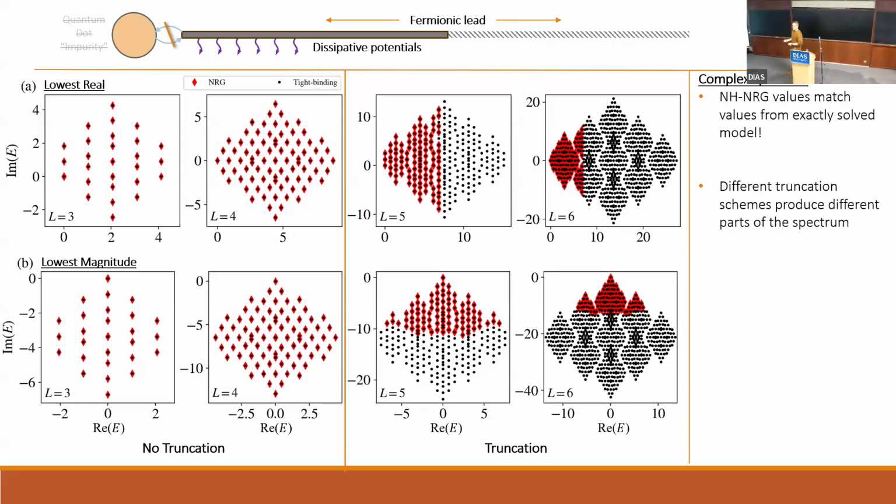So this is nice because now we've confirmed that our energy method is working, it matches up with the exact solution. And it also means that the truncation scheme, the method, is somewhat indifferent in its accuracy. It just produces different components of the spectrum.